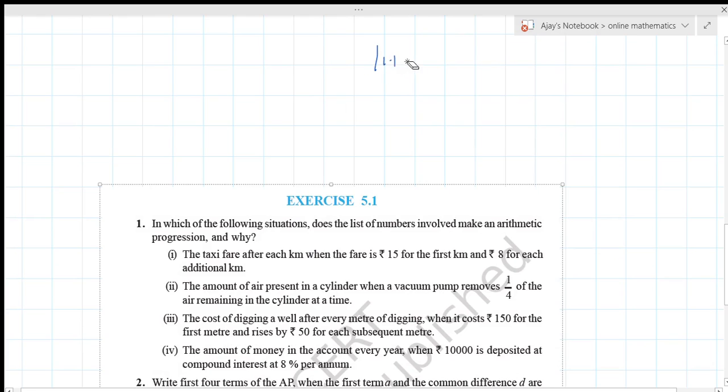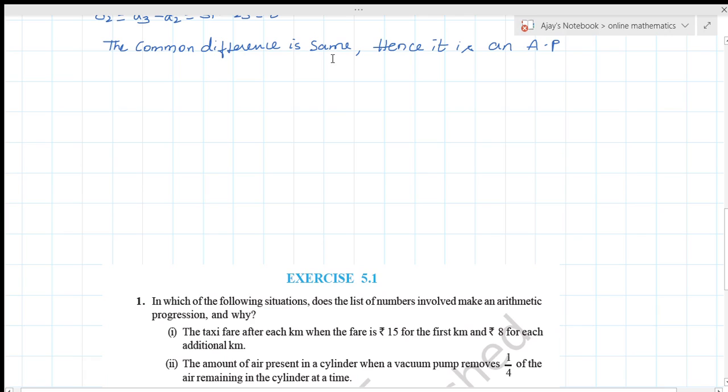What is this second question? The second question reads: the amount of air present in a cylinder when a vacuum pump removes 1/4 of the air remaining in the cylinder at a time. That means there is a volume of air in the cylinder. Let it be V cubic units. So this is the first term.